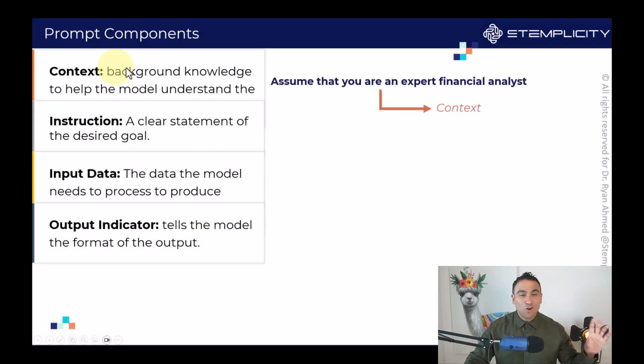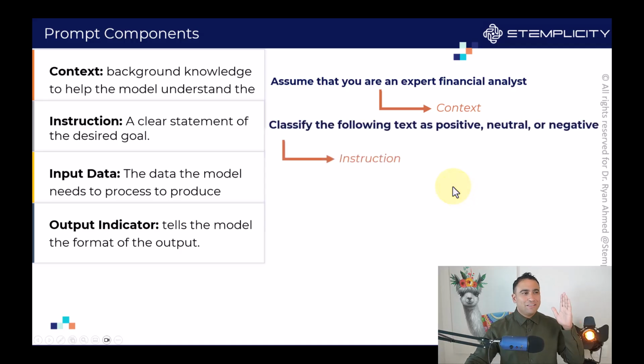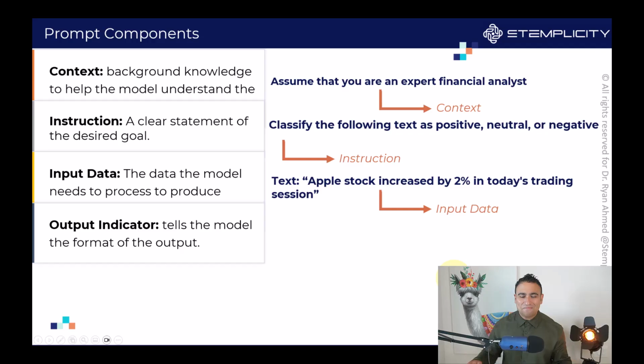So when it comes to context, you basically think of it as setting the background knowledge to the AI. You are saying, okay, assume that you are an expert financial analyst. So think of it as more, you are giving the AI a persona first. And that's what we call context. Next, we give it clear instructions. We say, I want you to classify the following text as positive, neutral, or negative. Afterwards, we give it input data. So we say Apple stock increased by 2% in today's trading session as an example.